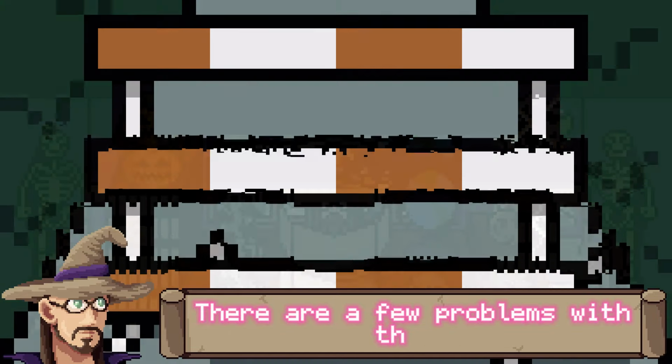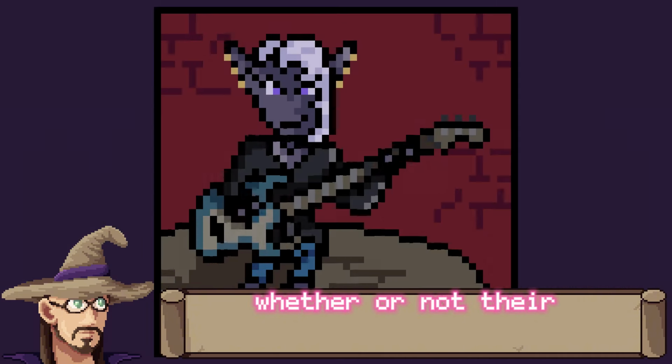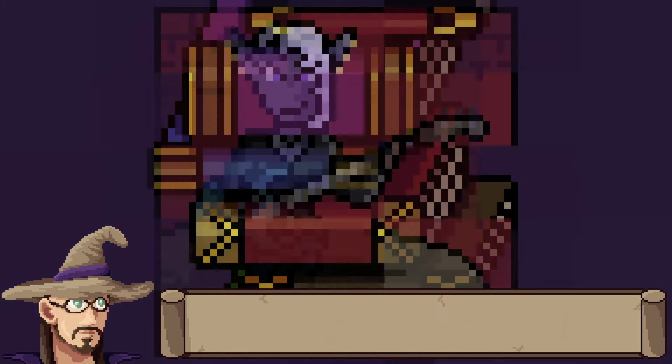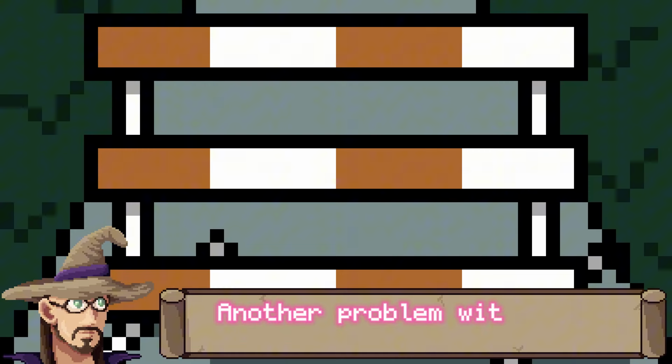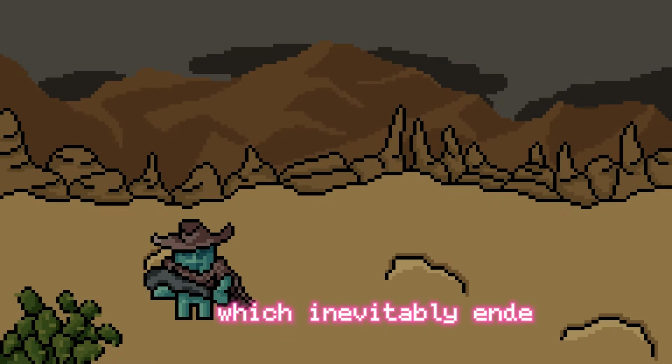There are a few problems with this. One is that I used to kind of have to wait and see, and it was pure chance whether or not their backstory would come into play. So it became pure chance whether or not they would be motivated to interact with the story based on their backstory. Another problem with that approach was that I really only ended up focusing on one character at a time, which inevitably ended up leaving out other players.